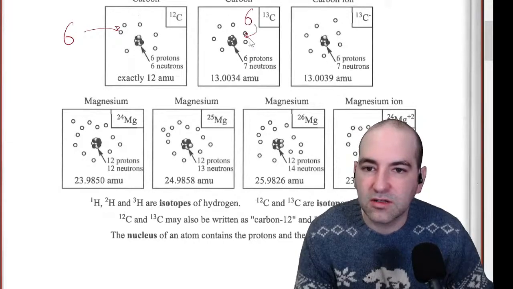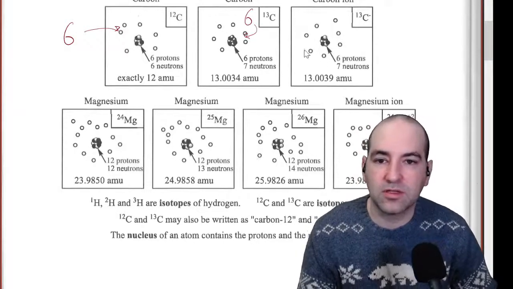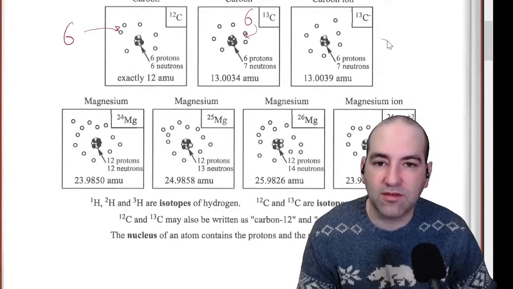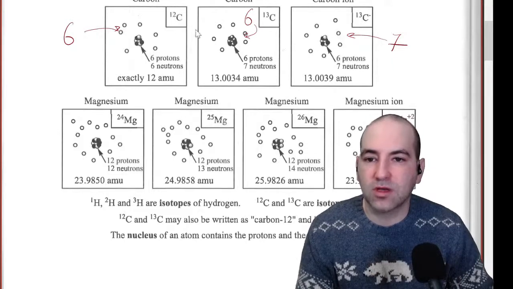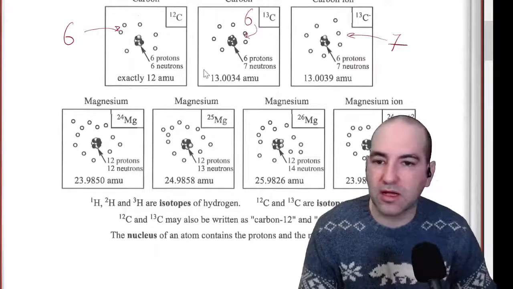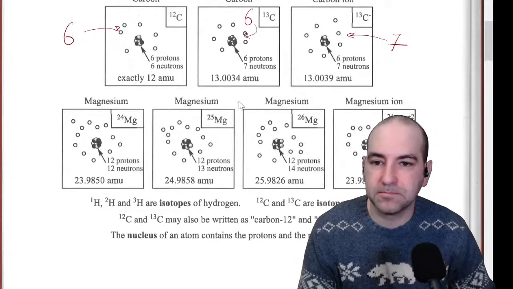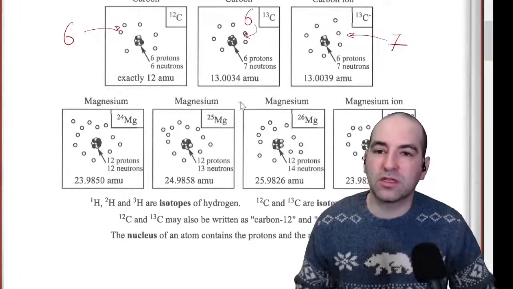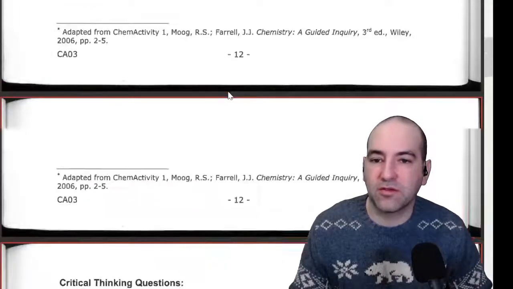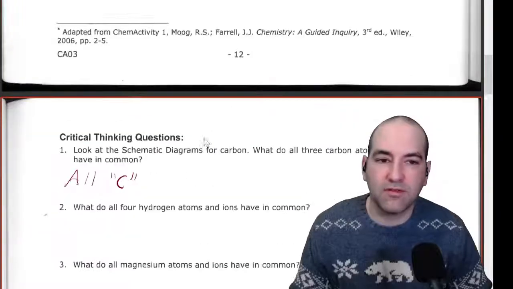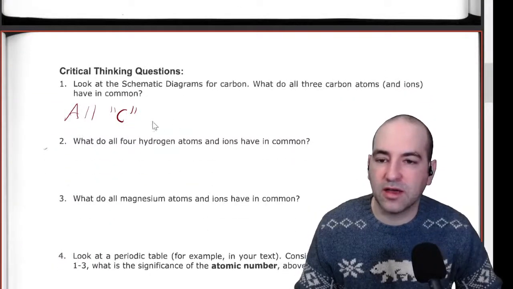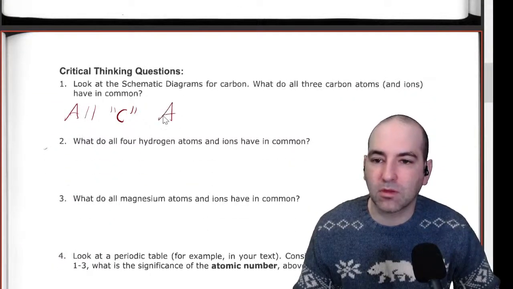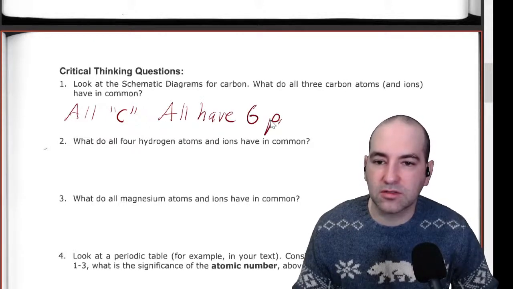I see 6 there as well. And then 1, 2, 3, 4, 5, 6, 7 over here. All right. So that's not the same all the way across. So there's some variation there. Okay, so let's take a look then. I think we've got our answer. They all have C symbols, and they all have 6 protons.